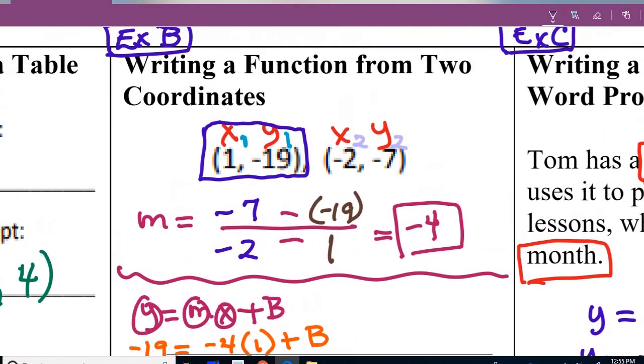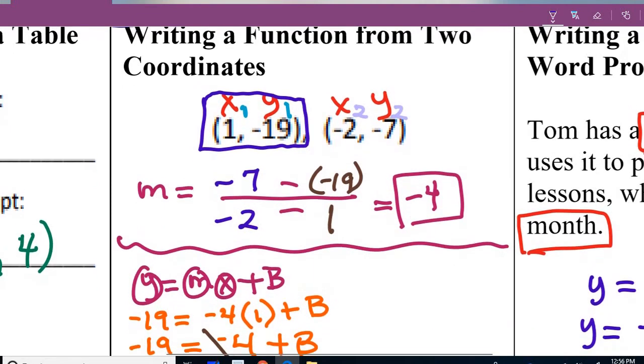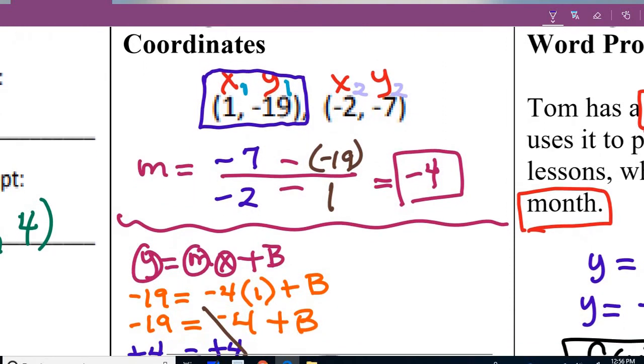On example B, you're going to write a function from 2 coordinates. You have the coordinates (1, negative 19) and (negative 2, negative 7). I've already labeled these as first group and second group, and then I set it up in my slope formula. So I have m equals negative 7 minus negative 19 over negative 2 minus 1, and that gives you a slope of negative 4.